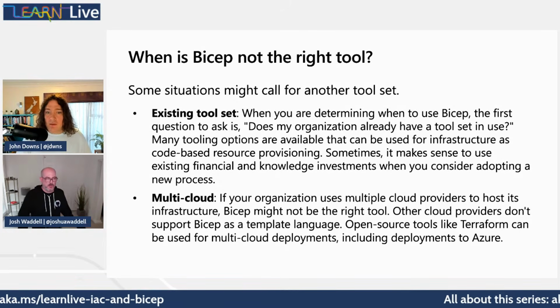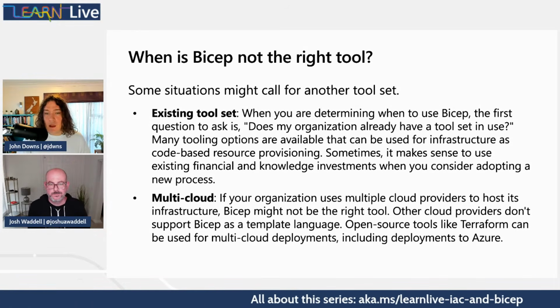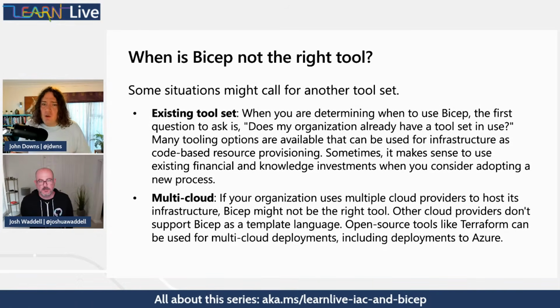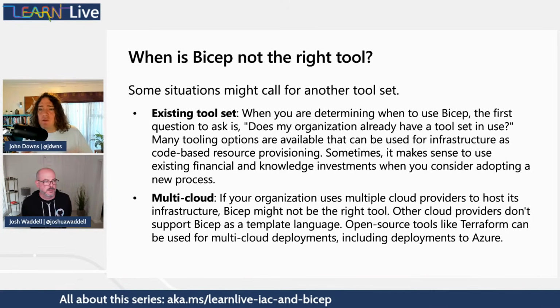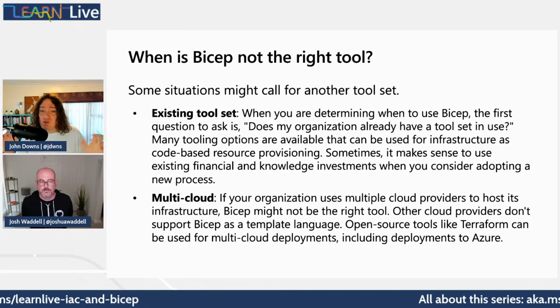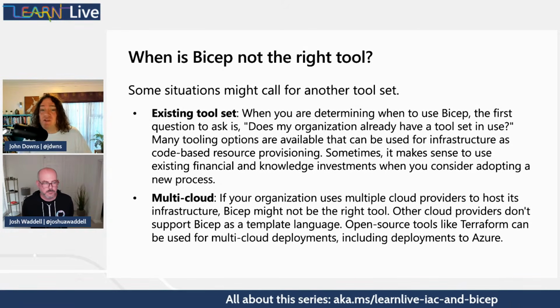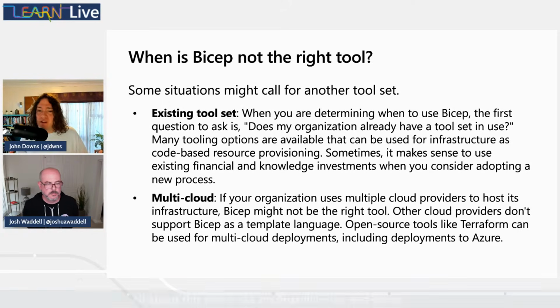So what about when it is not the right tool? When should we not essentially consider Bicep? Yeah. So a good scenario when you don't want to consider Bicep is if you've already got a tool that is being used in your organization. So if your organization is already settled on Terraform, for example, and they're using that across all of their deployments, then introducing Bicep might just add extra complexity because you've already got those investments that your organization has already made.